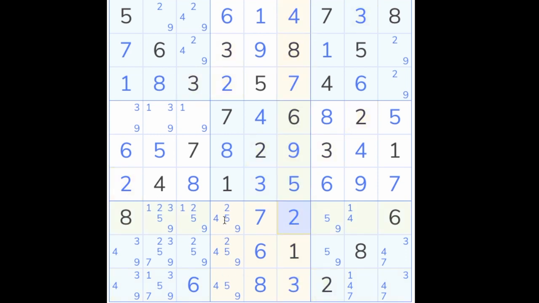And now we can remove candidate 2 in this block. Okay, do that. And what else? We can remove candidate 2 in this row, so we can get rid of the 2's here like this. And this 3 here means we can remove candidate 3 in this row, so this 3 can go now, and this 3 can go, and this 3 can go.